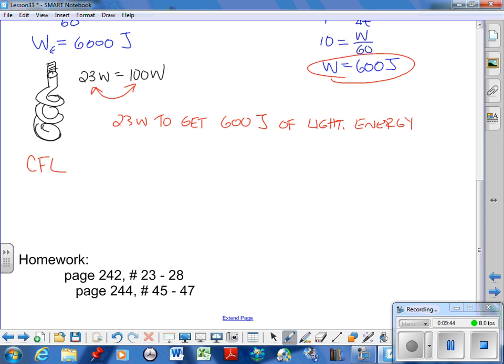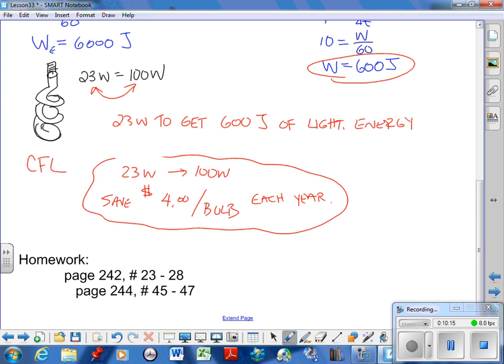If you look at the comparison, 23 watts compared to the 100 watts, if you do the math, and it depends on the price of electricity at that given point in time, you're saving something like $4 per bulb. And I'm not sure, I think it's each year is what the claim is here. Go look on the box, but fairly significant, and that's why we're moving away from one to the other.